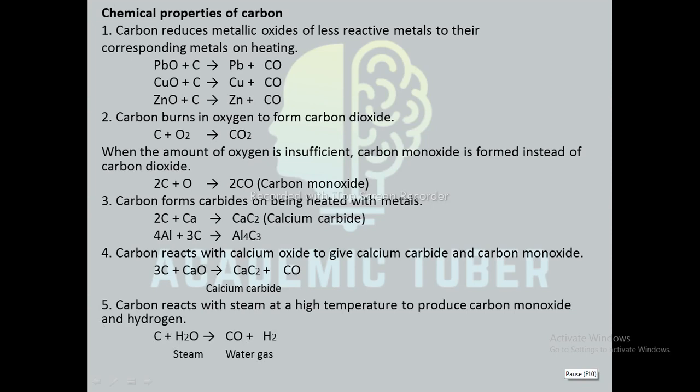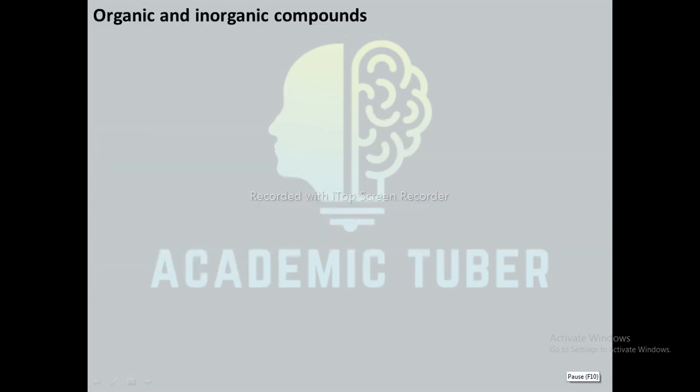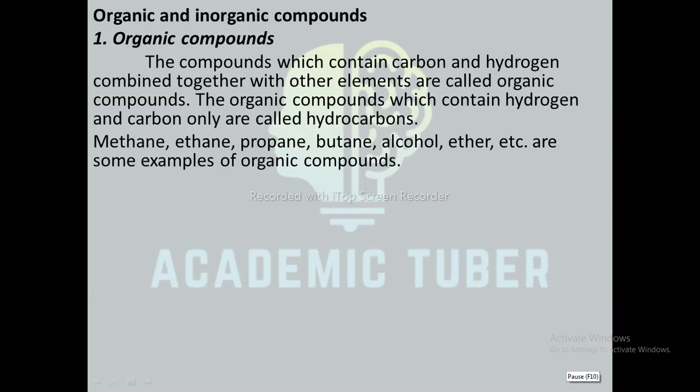Carbon reacts with steam at high temperature to produce carbon monoxide and hydrogen. C plus H2O gives CO plus H2, which is commonly known as water gas. Organic and inorganic compounds. Organic compounds. The compounds which contain carbon and hydrogen combined together with other elements are called organic compounds.